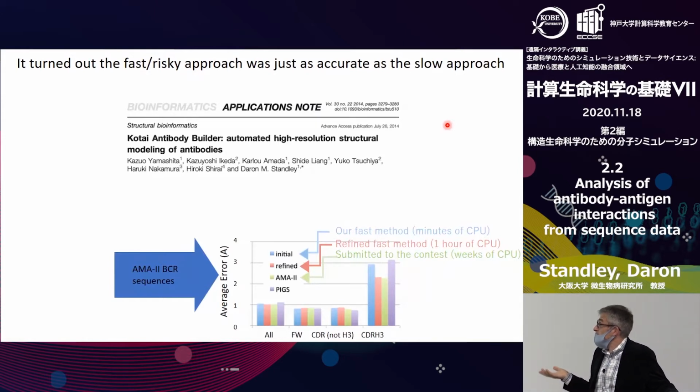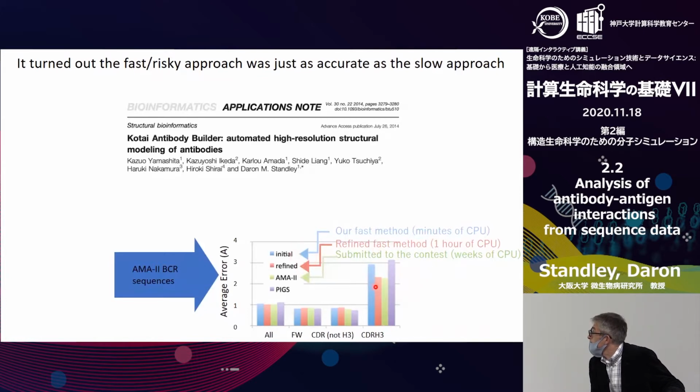So we discovered that in this particular case, the payoff for doing molecular dynamics and the cost of doing molecular dynamics kind of canceled themselves out. And so we pursued this quick way and we made a software called Kotai Antibody Builder. And we showed that if we ran Kotai Antibody Builder, if we didn't do any refinement, we didn't do as well.